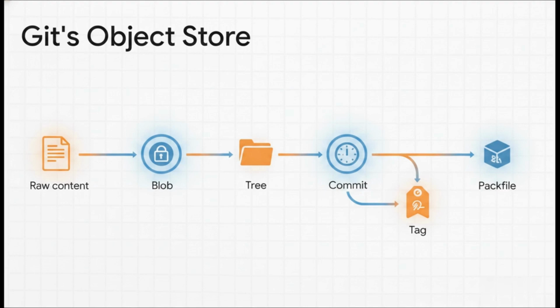Oh, and finally, because storing every single revision of every single file would eat up your hard drive, Git uses things called pack files. These are zlib-compressed bundles, kind of like a zip file, that use delta compression. They only store the actual changes between files, which ends up saving a massive amount of disk space.